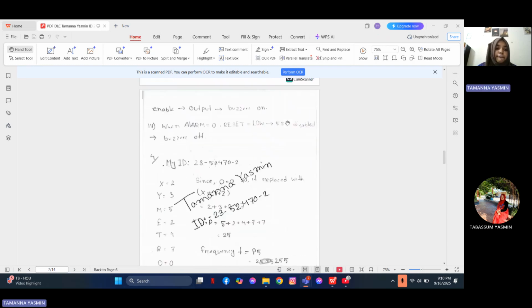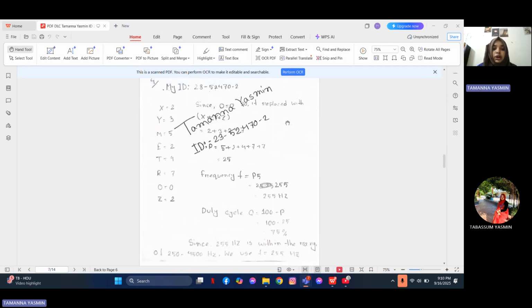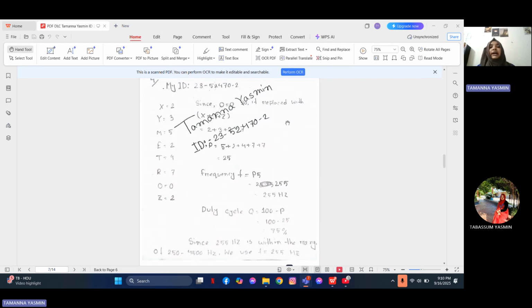And then for question 4, I have to use my ID. For the 555 timer circuit, I first calculated the necessary values based on my student ID. The sum of my digits is P, and P was 25. This gave me a target frequency of 255 Hz and a duty cycle of 75%.